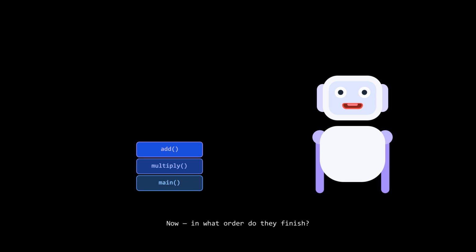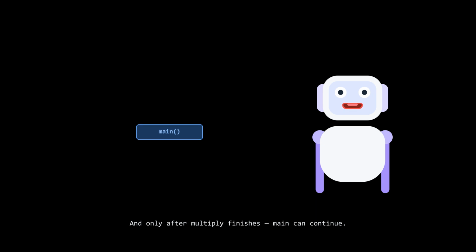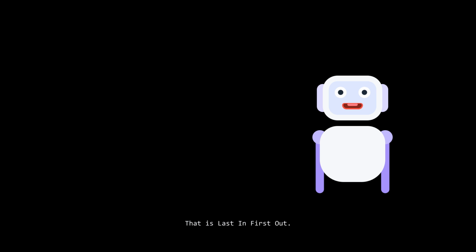Now, in what order do they finish? Add was called last, so add must finish first. The moment add returns, multiply can resume. It was waiting for the result, and only after multiply finishes, main can continue. The function called last is always the first to finish. The function called first is always the last to finish. That is last in, first out, happening naturally inside every function call in every program ever written.